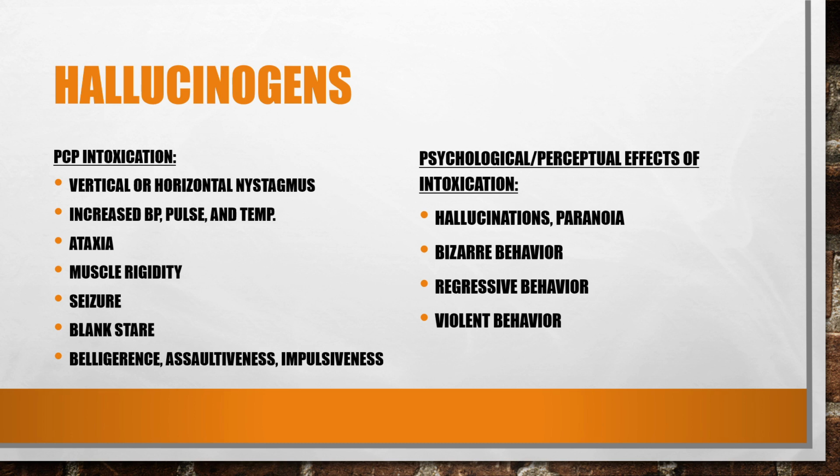And there was another incident, not too long ago, where a homeless gentleman got attacked by another man on substances as well. So under this influence, they can have vertical or horizontal nystagmus, and that's interesting. I've never seen the vertical. Increased blood pressure, pulse, temperature, ataxia, rigid muscles that can even go into seizure, blank stare, but can be very assaultive, impulsive, belligerent, okay? Even to the effect of something very bizarre, like eating the man's face.